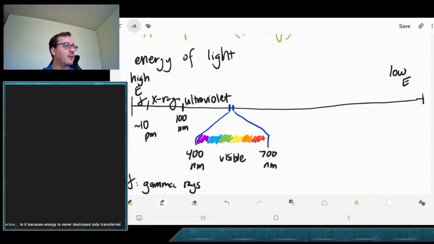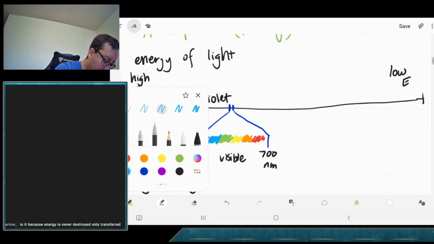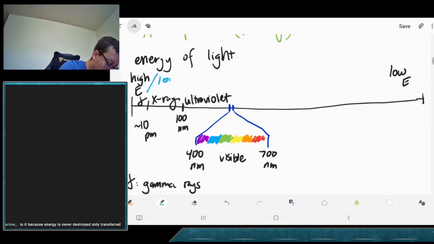Notice, by the way, the wavelength for all these gets smaller and smaller. So we see that energy and wavelength are inversely proportional, right? So as wavelength goes down, as our waves get shorter and shorter, their energy goes up. And we'll see a little bit about that in a bit.